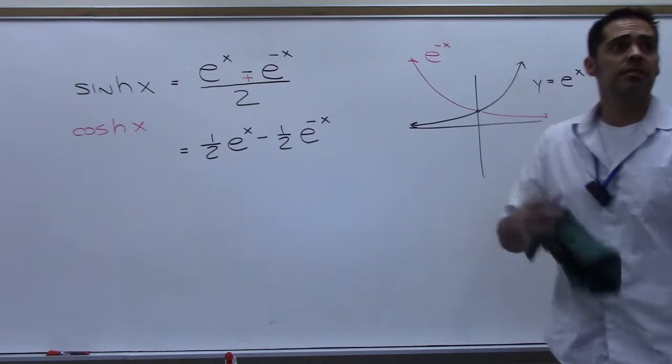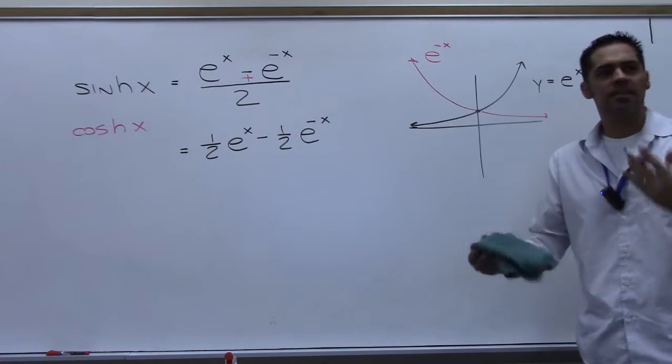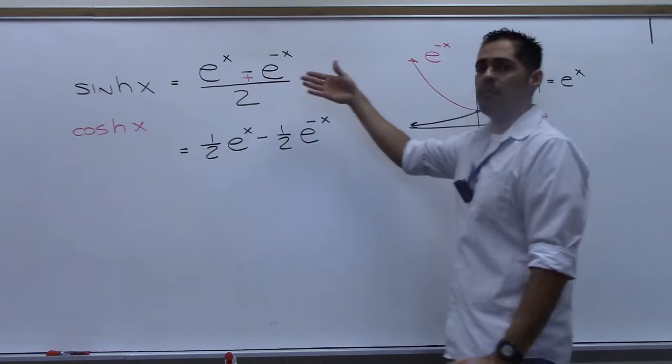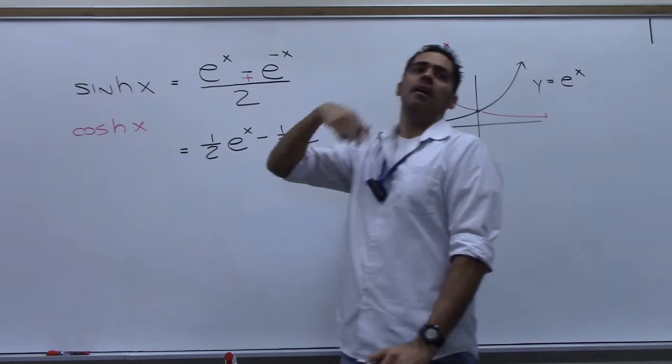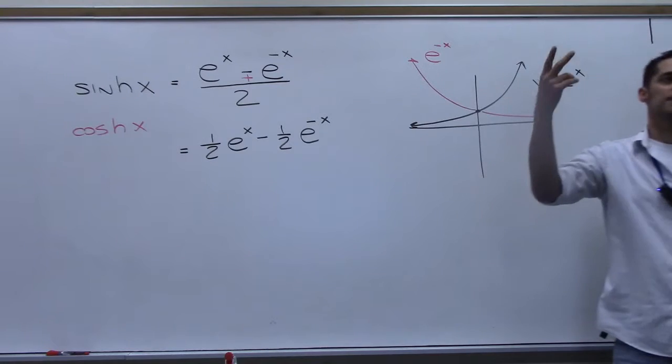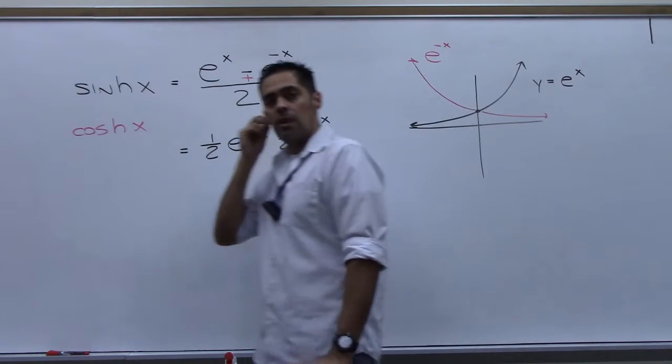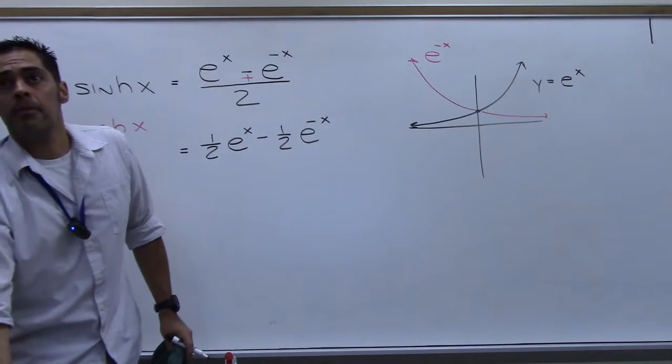And then tangent hyperbolic is kind of what tangent was with the regular trig functions. It's the ratio of the sine hyperbolic over cosine hyperbolic. And then secant hyperbolic is 1 over cosine hyperbolic, and so on and so forth. So everything else just falls from that. Understand? Okay.